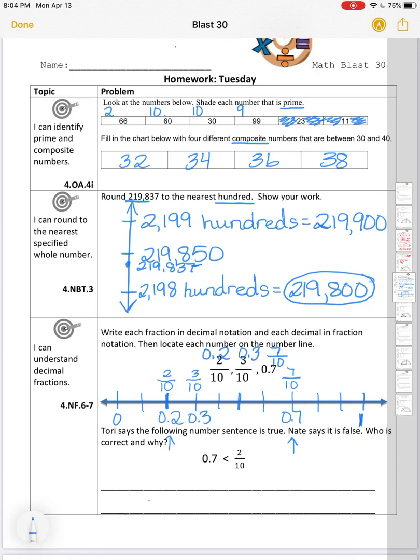And 7 tenths is actually greater than 2 tenths. So 7 tenths is less than 2 tenths is a false statement. Who said that? Nate said it was false. So I'm going to say Nate is correct.